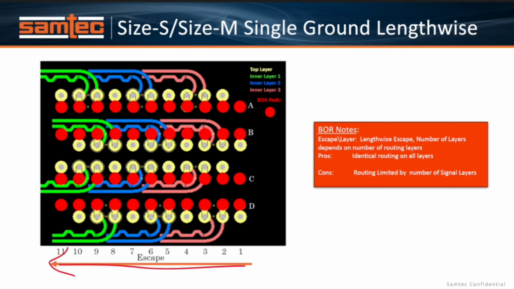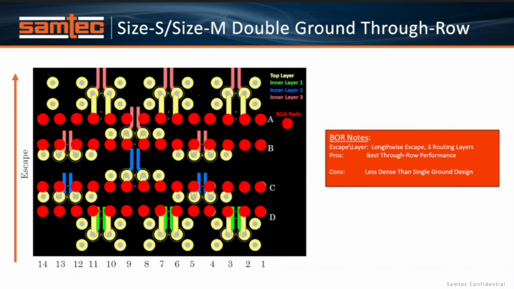Next, going from a ground signal signal ground to a ground ground signal signal ground ground. This allows for improved SI performance. You can see that using this system, again, you're using double ground through row with the escape moving in the direction of the signal flow. This offers the best through row performance, but it's less dense than a signal ground.